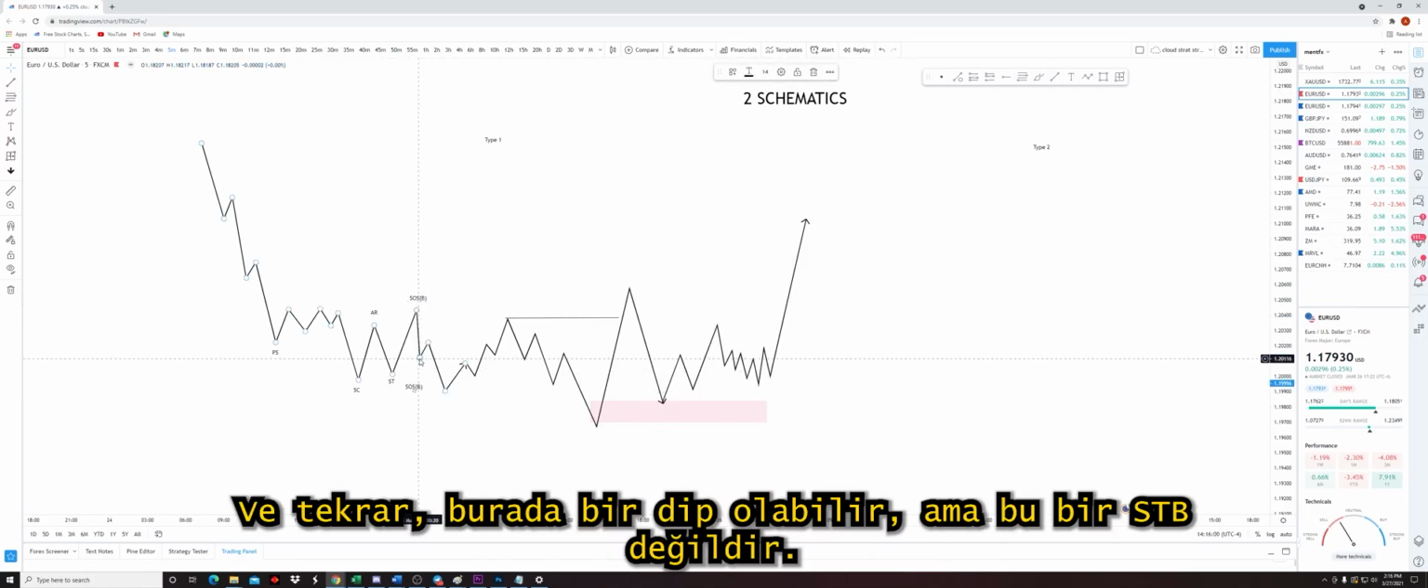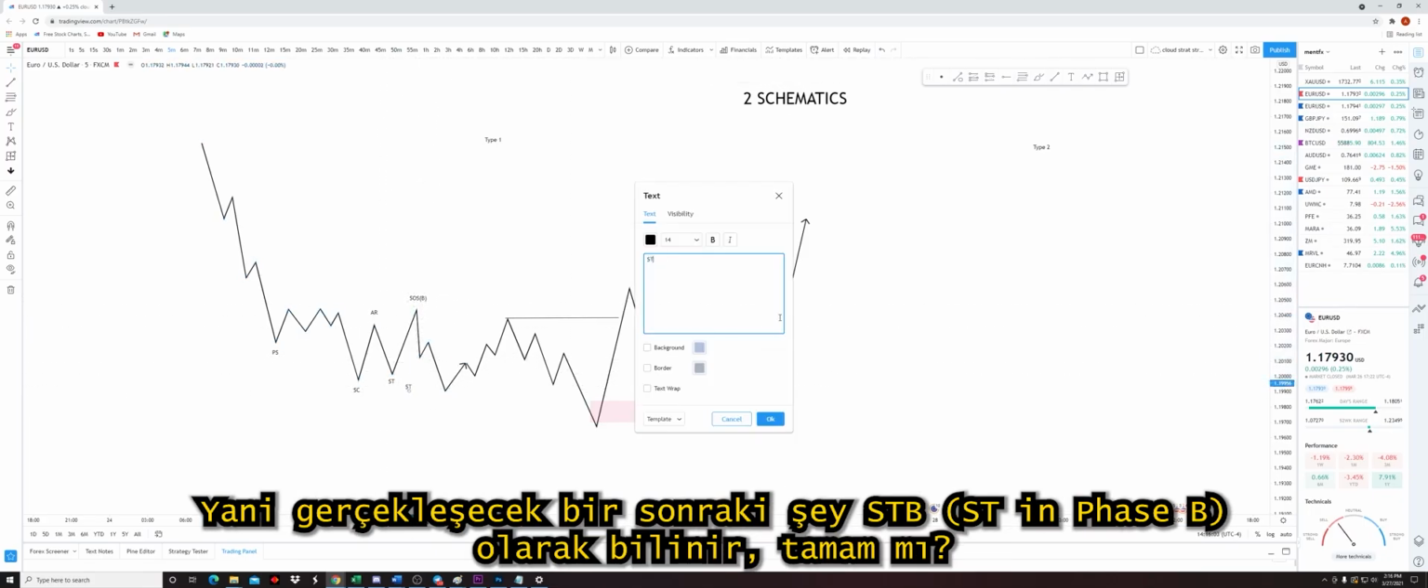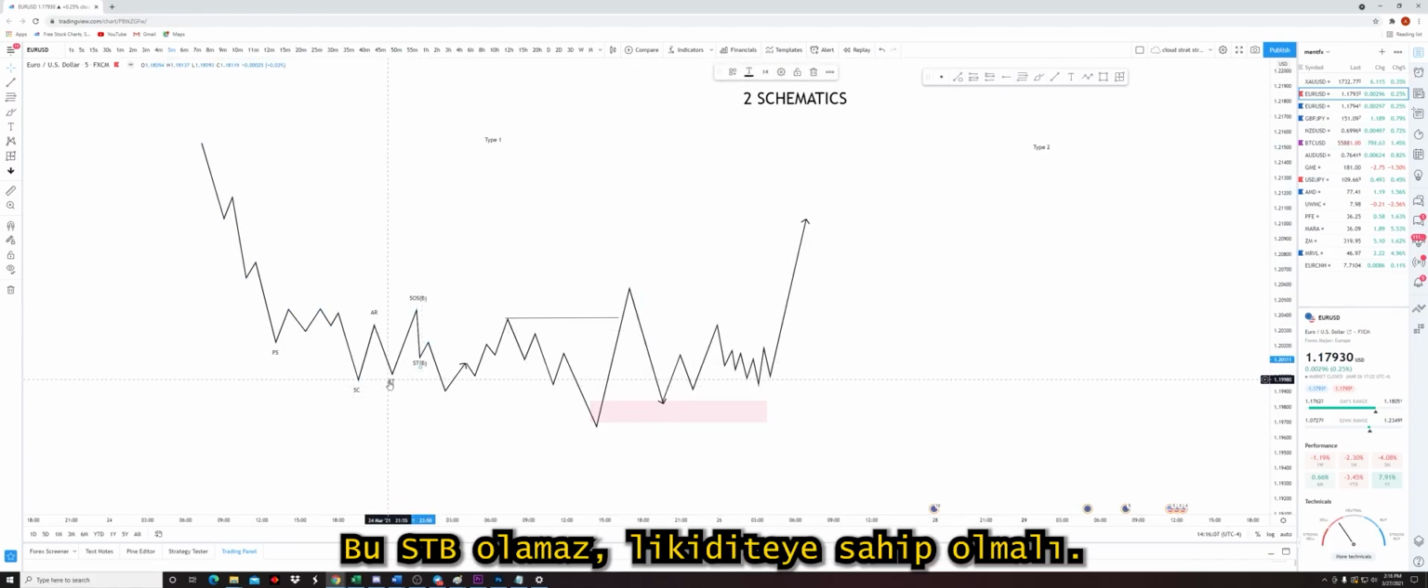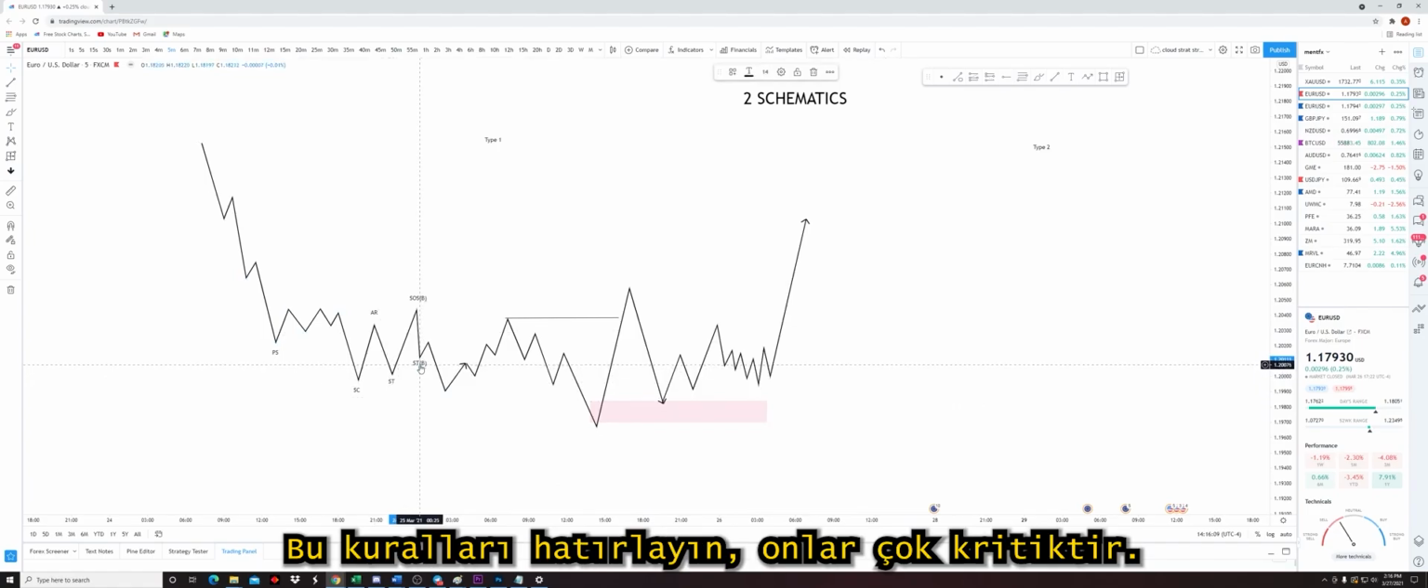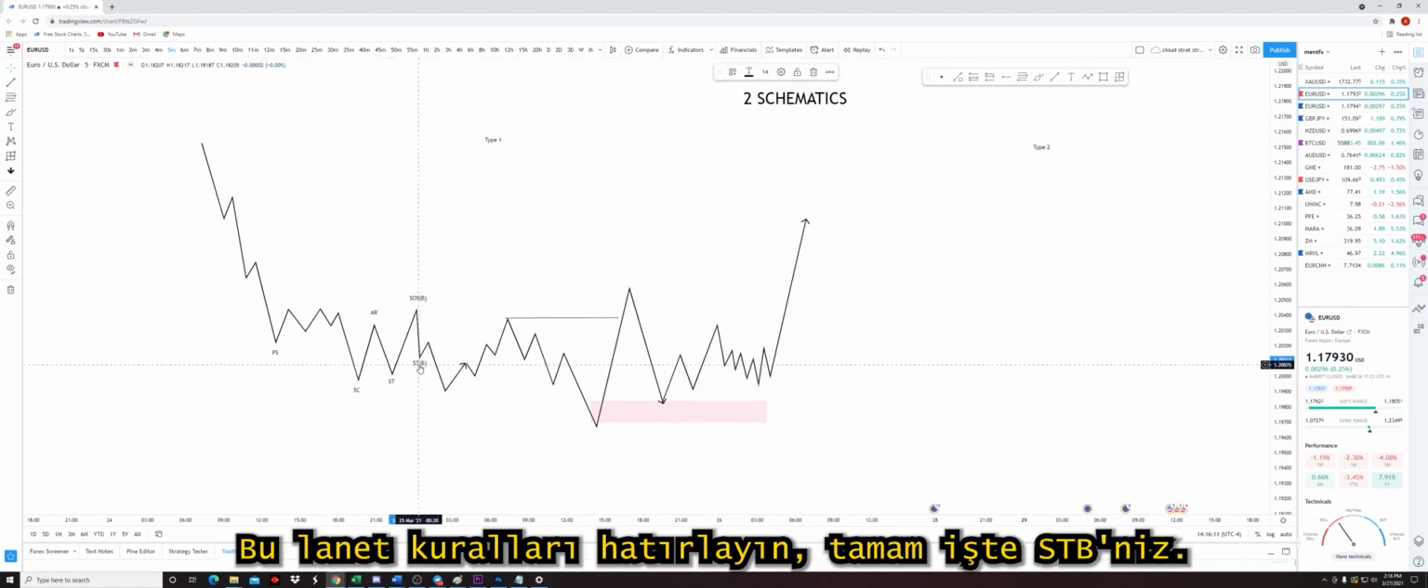And again, there could be a low here, but this is not an ST and B. So the next thing that's going to happen is called an ST in phase B. Okay. This can never be an ST and B. It has to liquidate the ST. It's very important. Remember these rules. They are crucial. Remember these rules, okay? Here's your ST and B.